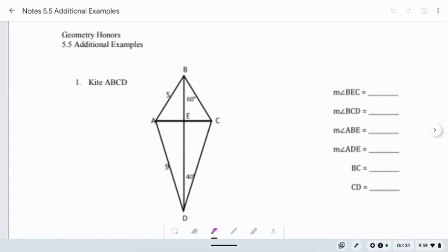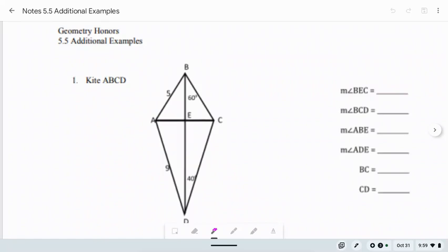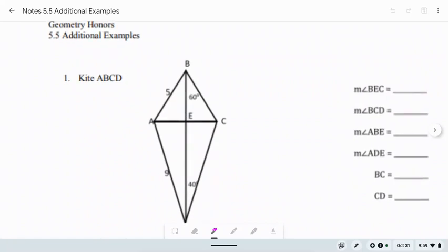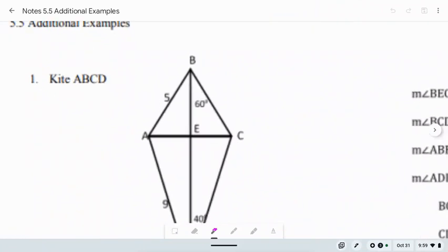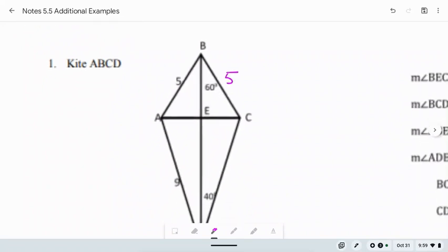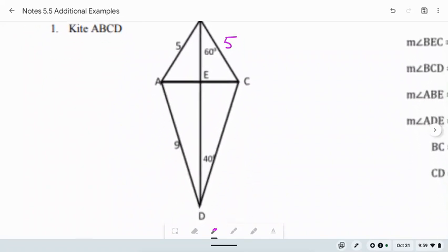So I always like to start by labeling everything I know about a kite. So I'm going to use my flowchart and the tick marks to label some things. So in a kite, I know that the two pairs of disjoint consecutive sides are congruent. So I know that AB and BC would be congruent. Therefore, BC would also be equal to 5. And then I also know that AD and CD would be congruent. So those would both be 9.